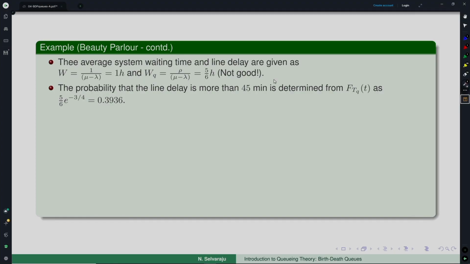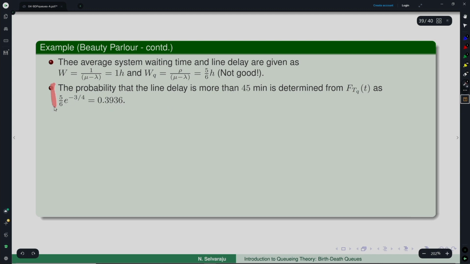Now, if that is the case, I want to know what is the probability that the line delay, meaning the time I wait in the queue, is more than 45 minutes. If I want to know that, then I need this distribution, and from this distribution I can obtain this to be equal to 0.39. So, close to 40% of the arriving customers wait more than 45 minutes is what you are getting here. That is what you obtain.